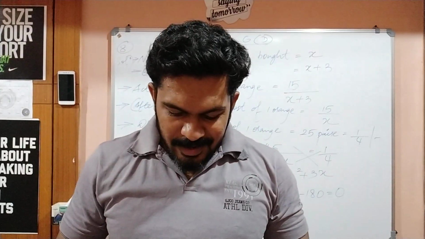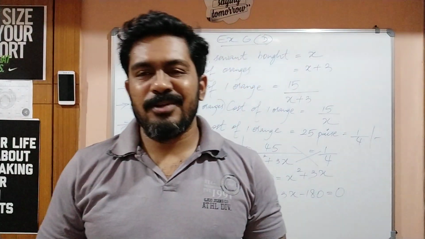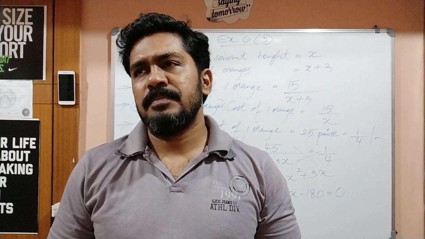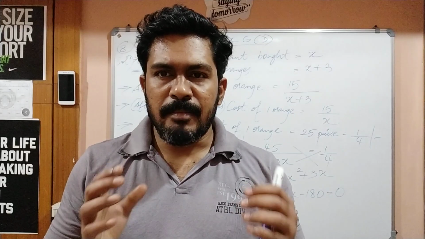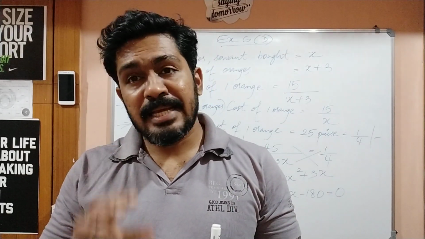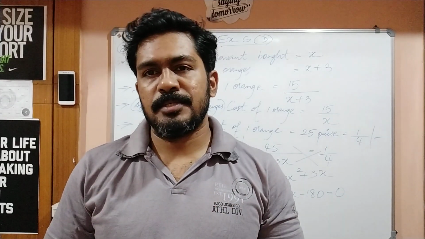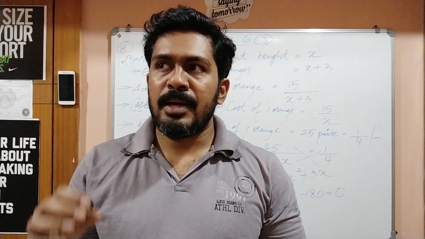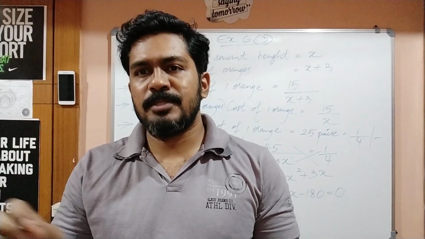Hi children, let us solve question number 8 of exercise 6b. Children, here there is a person, Mr. Mehra, who is sending his servant to the market to purchase some oranges. Now what is happening, Mr. Mehra has given 15 rupees to the servant and he has asked him to purchase a few oranges.